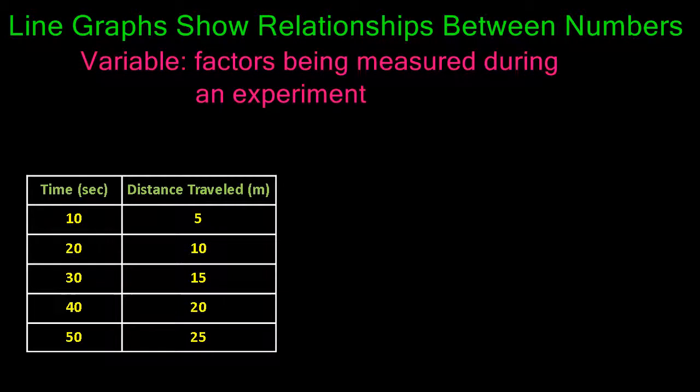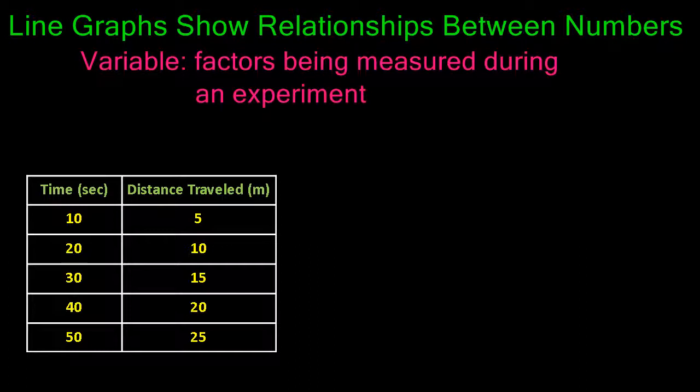If we were going to investigate distance traveled by an object over time, time would be the independent variable. We know this before we start our experiment. The dependent variable would be the distance traveled. This is what we don't know, and we're going to find out as we make our measurements during our experiment. Time is measured in seconds in this case, and distance traveled is measured in meters.